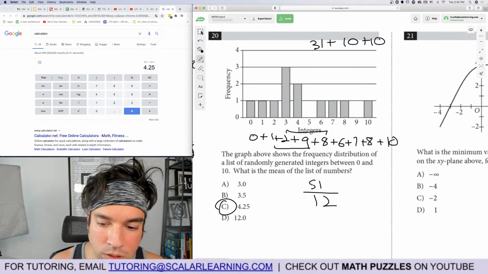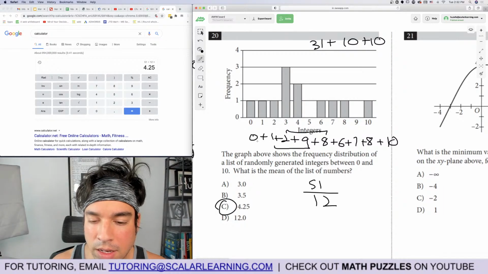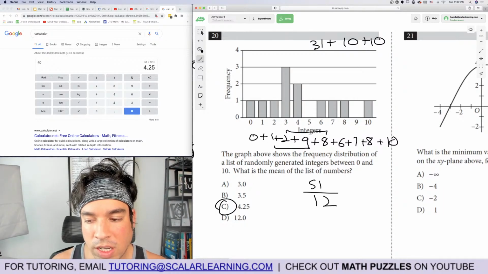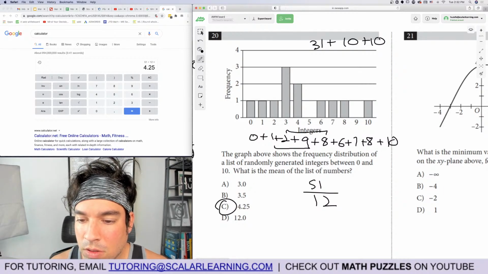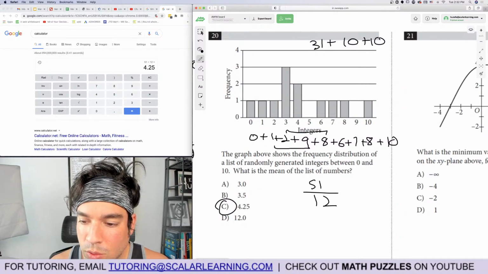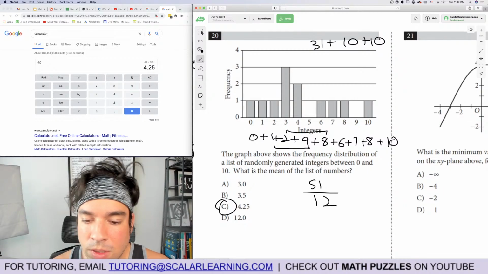4.25. Feels pretty good. So then, again, you could plug it in the calculator and just add them up. Just got to really double check your numbers to make sure you didn't make any mistakes. I don't think I did. So 2, 4, 8, 6, 7, 8, 10. 10, 25, 31, 39, 48, 50, 51. Yeah, I think it's good.